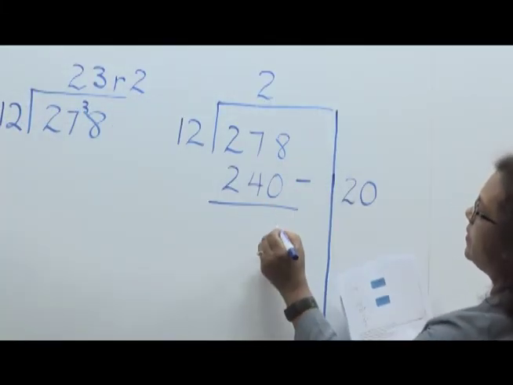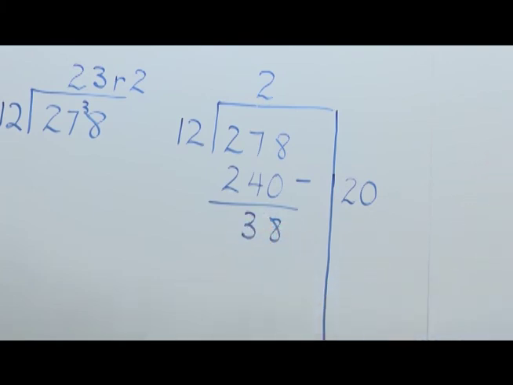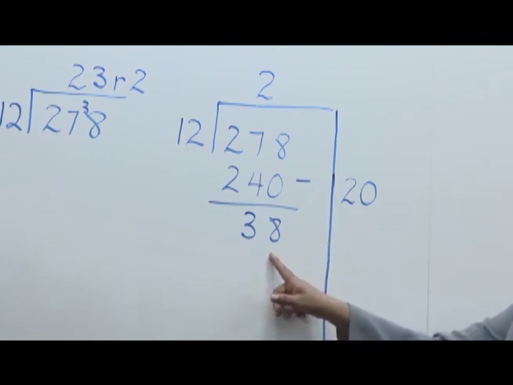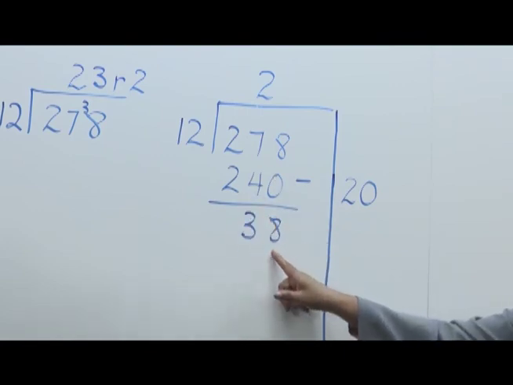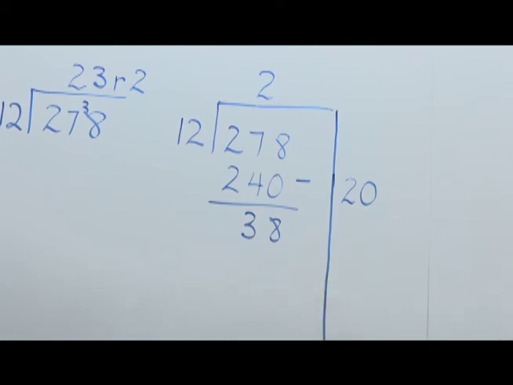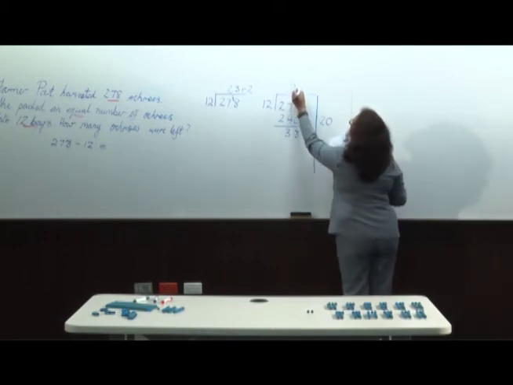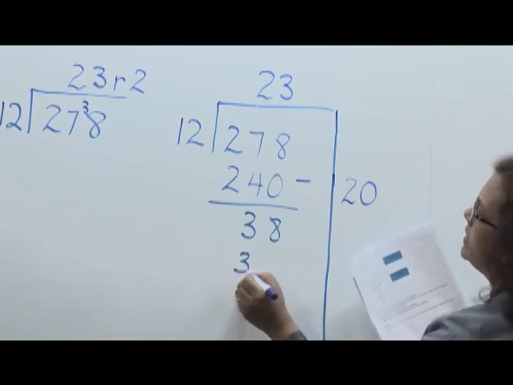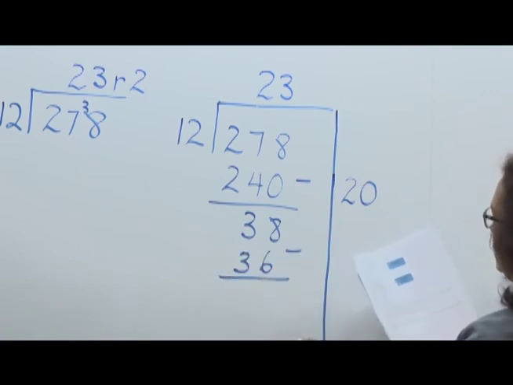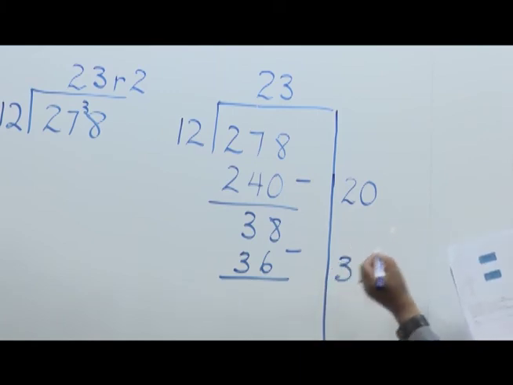I'm going to get 8 take away 0, 7 take away 4. I now have 38 when I have subtracted. So I now have to see how many sets of 12 I will get in 38. Right? I know that 12 times 3 is 36, so I am going to try 3. 3 times 12 is 36. I'm going to subtract that. I'm going to write that 3 here again because it's part of the answer.